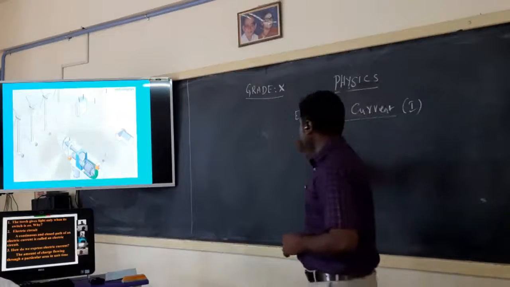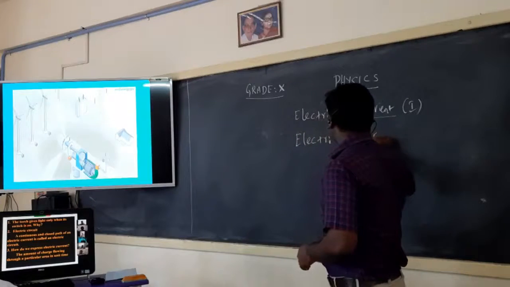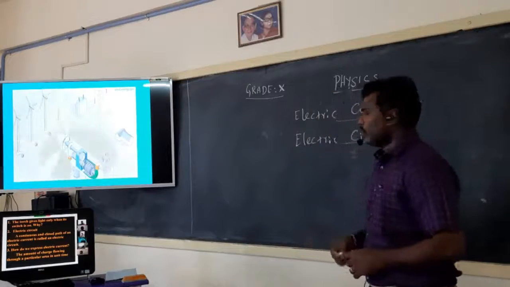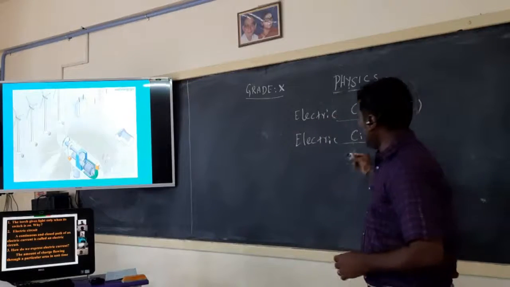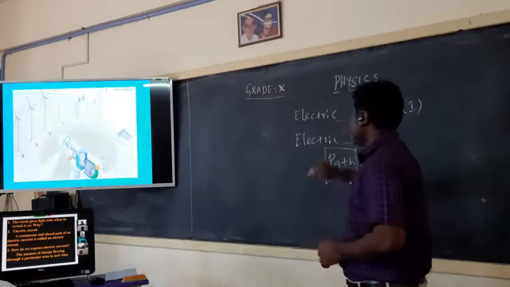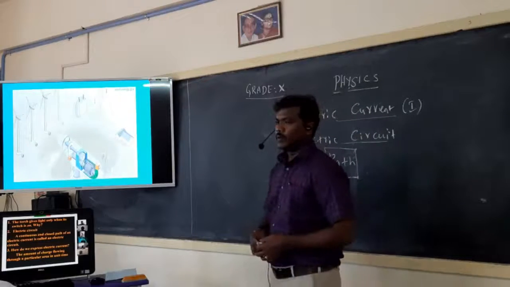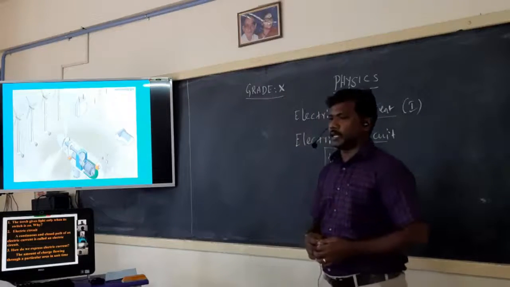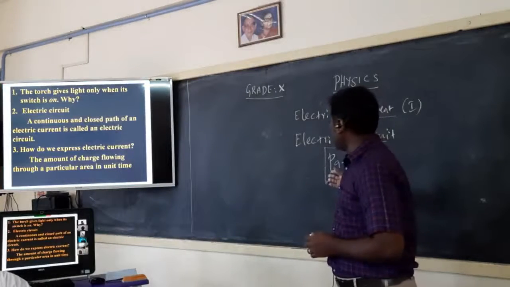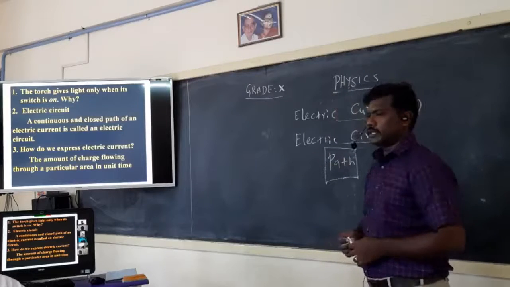Okay, and the next one is electric circuit. What is meant by electric circuit? The electric circuit is nothing but the path of flow of electric current. The path of flow of electric current is called an electric circuit. The direction in which the electric current is flowing, the path, is nothing but the electric circuit.